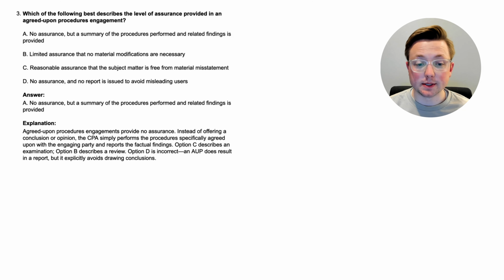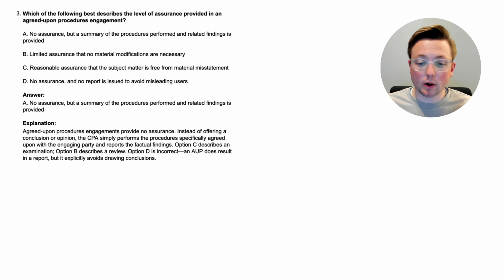Option C describes an examination, option B describes a review, and option D is incorrect because an agreed upon procedure does result in a report, but it explicitly avoids drawing conclusions. So that's what we're trying to get at when we say there's no assurance. They're not drawing any conclusions. They're not saying, in our opinion, this is accurate or this is inaccurate. That's not what you do with an agreed upon procedures report. With the agreed upon procedures, you literally do what you were asked to do, report what happened, but you don't give any opinion, you don't give any conclusions, you just do what you were asked to do.